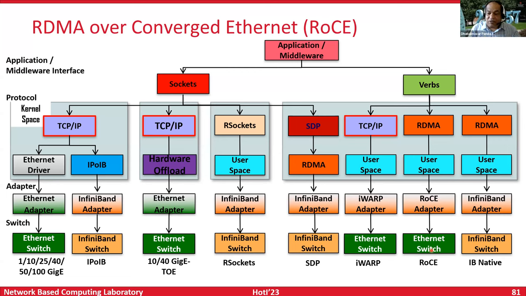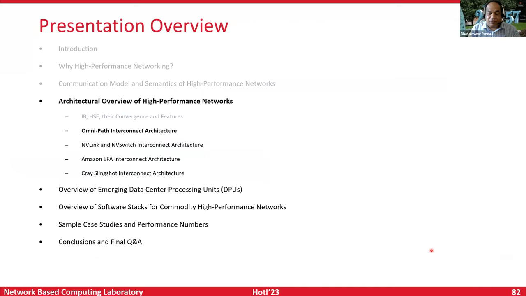Any additional questions? If not, let me hand it over to Hari. We have several other architectures to take a look at. He will talk about Omnipath, NVIDIA's NVLink, Amazon EFA and Slingshot, and then I'll come into the SmartNIC.